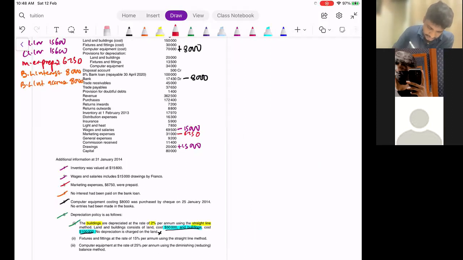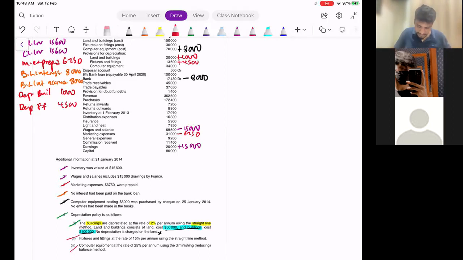So depreciation of the building, how much? Can you calculate for me? I think it's 2% times 50,000. 1,000. Then we plus here 1,000. Next one, fixtures, straight line 15%. Fixtures is 30,000 times 15%, 4,500. So depreciation fixtures 4,500, and then you plus 4,500 here.